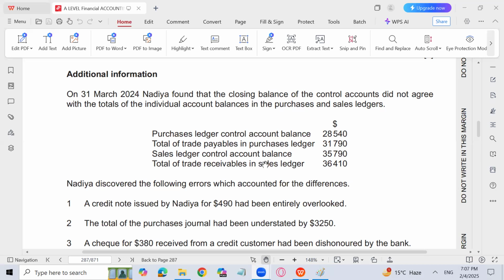Same is the case with sale ledger control account balance 35790 and total of trade receivables in the sale ledger 36410. That is also not equal. So we have to make them equal. There are two questions actually, one for sale ledger control account reconciliation and one for purchase ledger control account reconciliation. Nadia discovered the following errors which accounted for the differences.